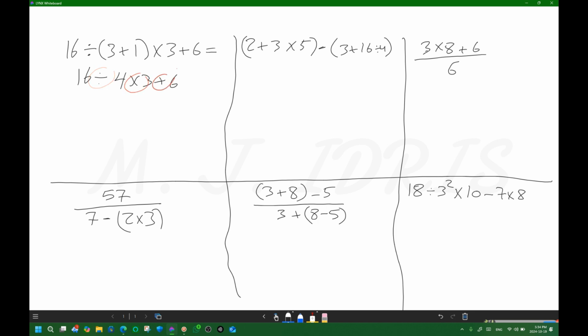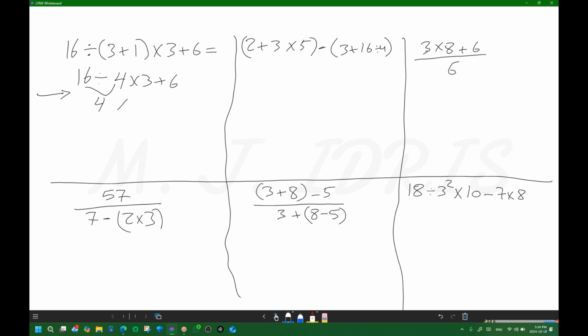Now I have three different operations: division, multiplication, addition. Addition is the weakest, so I'm not going to solve it for now. Now I have these two, division and multiplication, with the same priority. But since they have the same priority, I'm going to solve whatever comes first, so from left to right. 16 divided by 4 is first. So this is the first thing I'm going to answer. 16 divided by 4 gives me 4.